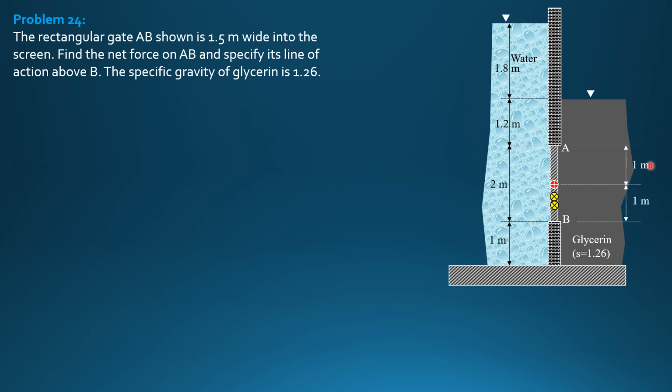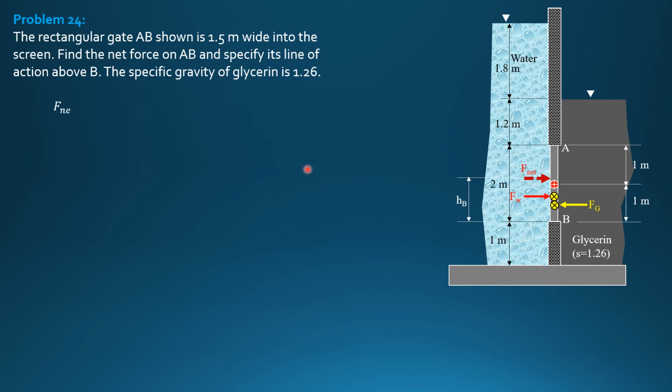So this is 1, 1 because the height of the rectangular gate is 2 meters. So the centroid is 1 meter below A and 1 meter above B. So there acts F of water, then here acts F of glycerin. So we expect that the net force would be somewhere there. And we will call the distance of the net force from the bottom B as HB. So we're looking for F net and HB.